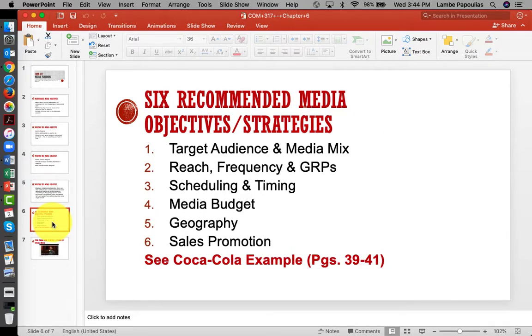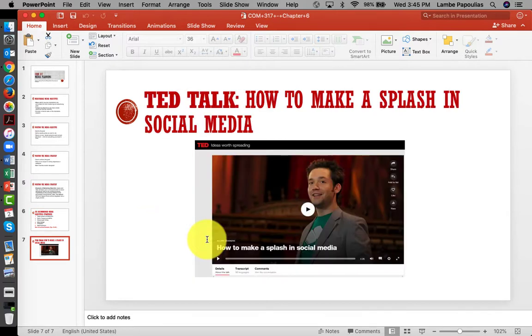And here are 6 recommended tips for your objectives and strategies. Remember, target audience and media mix. This is something you need to make sure you're thinking about. The reach, frequency, and GRPs, scheduling and timing, media budget, geography, and sales promotion. And there's a great example on pages 39 through 41 of your textbook in chapter 6. It goes over Coca-Cola and something they did, talking about their strategies and how they were successful. So take a look at those pages and read through that Coca-Cola example.